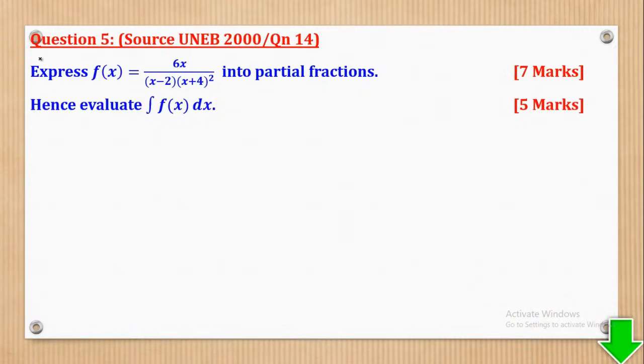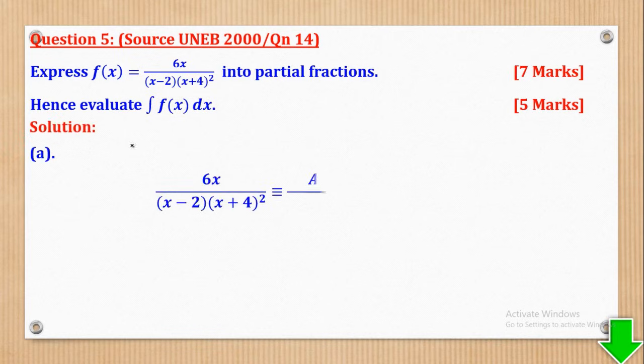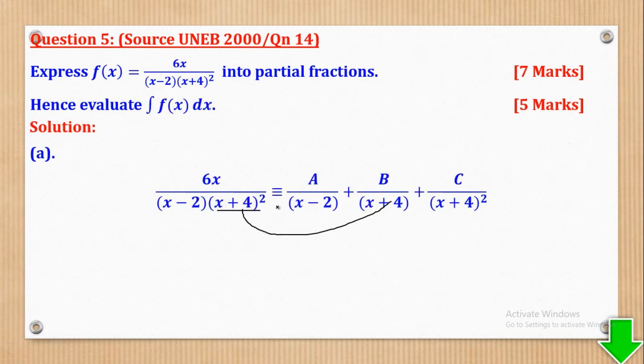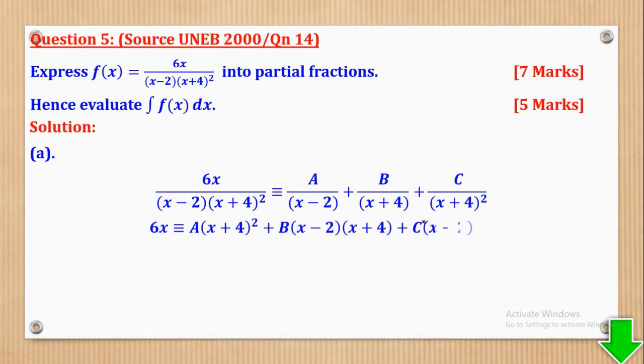Now we shall go to question 5, which came from UNEB 2000, paper 1, question 14, and says, express this into partial fractions and let's evaluate that. So this is quite solved, but first begin with power 1, then go to power 2 and stop there. Then extract out the numerators. So I think you realize that the procedures are always the same. Then choose any of the two methods.